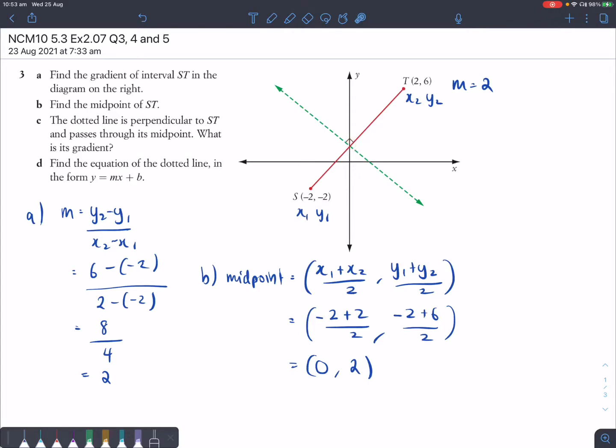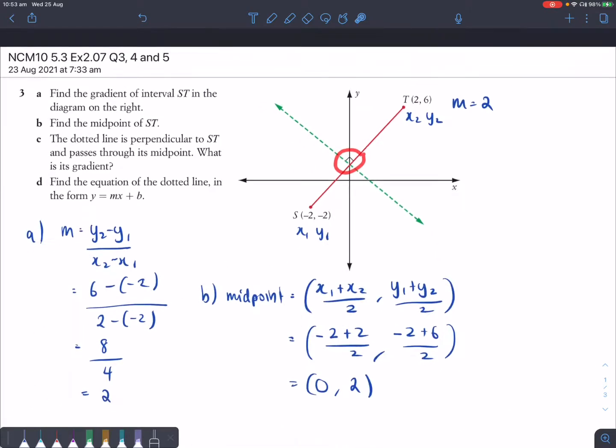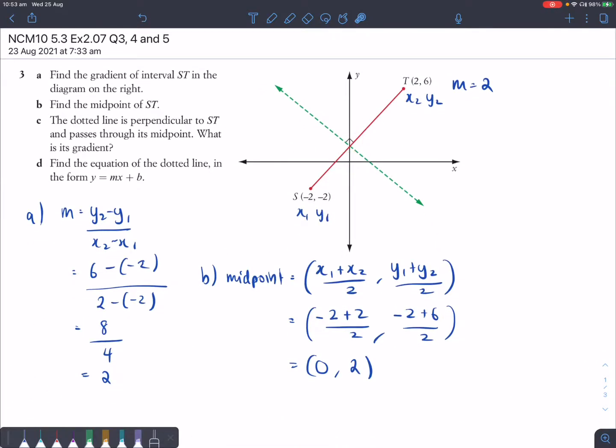Question C now says, the dotted line is perpendicular to ST and passes through the midpoint. What is its gradient? So it's saying this line is perpendicular to the other line, which means it crosses at 90 degrees, as you can see right there. And then you want to find its gradient. Okay, cool. So if you want to find its gradient, let's have a look at the gradient of this red line first. That was 2.